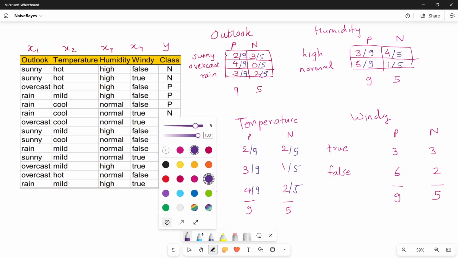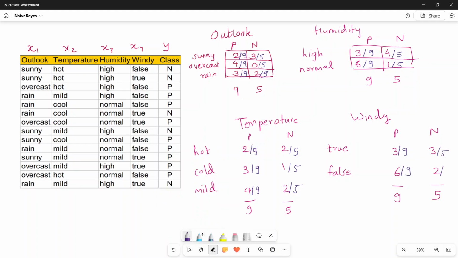Okay, and now this will be 3 by 9, 6 by 9, 3 by 5 and 2 by 5. So the probability that it is windy given that the person goes out to play is 3 by 9, and the probability that it is not windy given that the person does not go out to play is 2 by 5. Just to make you understand or interpret this table. Okay, so now we have all these probability values.